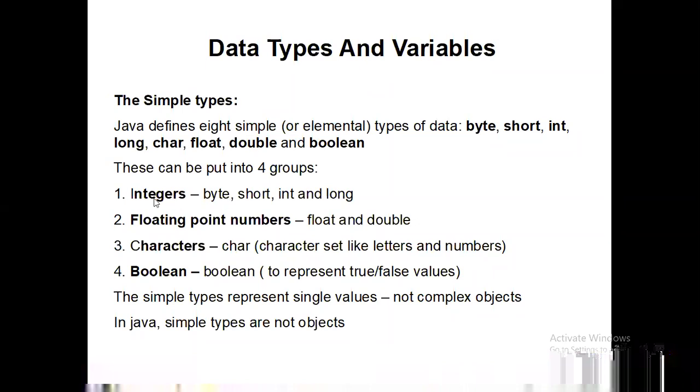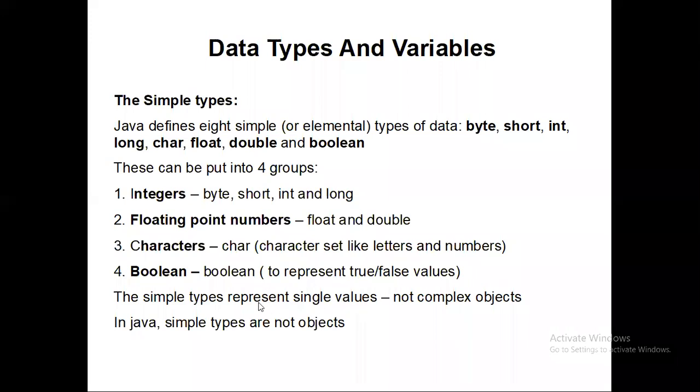So integers are byte, short, int, and long. Then floating point numbers; the floating point data types are float and double. Then char, for characters, the character set like letters and numbers. Then boolean, to represent true and false values. The simple types represent single values, not complex objects. In Java, simple types are not objects. We have learned that in Java everything is an object, but these 8 data types are not objects. You have to remember that.